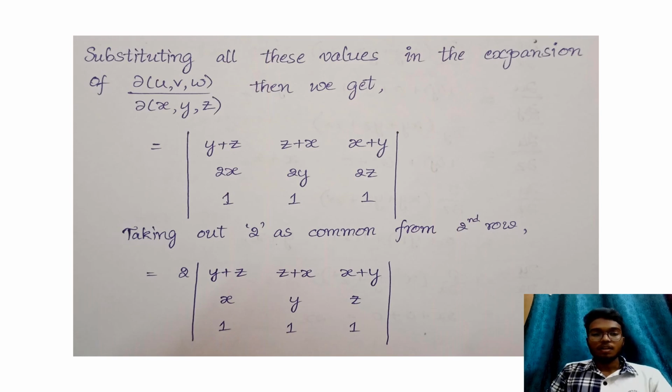Then we get y plus z, x plus z, x plus y, and then in the second row 2x, 2y, 2z. In the third row 1, 1, 1. What is common to be taken from the second row is 2, so we take two common out of them. So here we get 2 times the determinant of y plus z, z plus x, x plus y; x, y, z; 1, 1, 1.